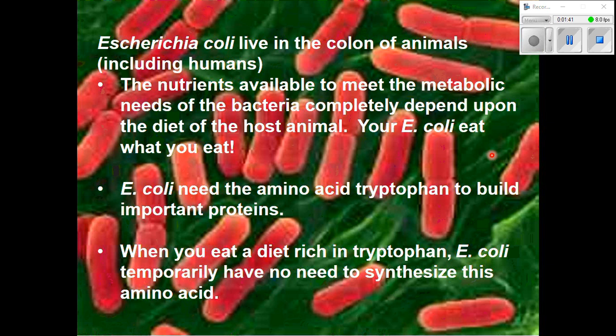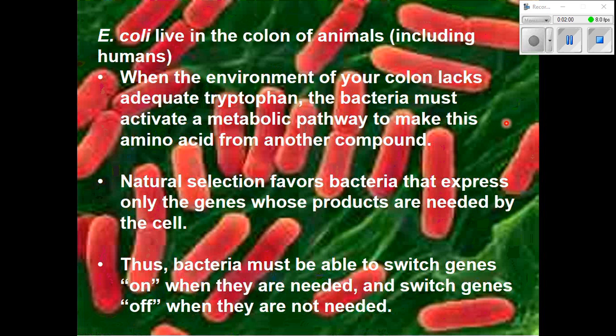So whether or not bacteria need to make tryptophan depends on what you have recently eaten, and it depends on whether or not tryptophan is available in the environment of the bacteria. So natural selection is going to favor bacterial cells that express only the genes whose products are currently needed by the cell. In other words, bacteria are going to survive better if they are able to switch genes on when they are needed and switch genes off when they are not needed.